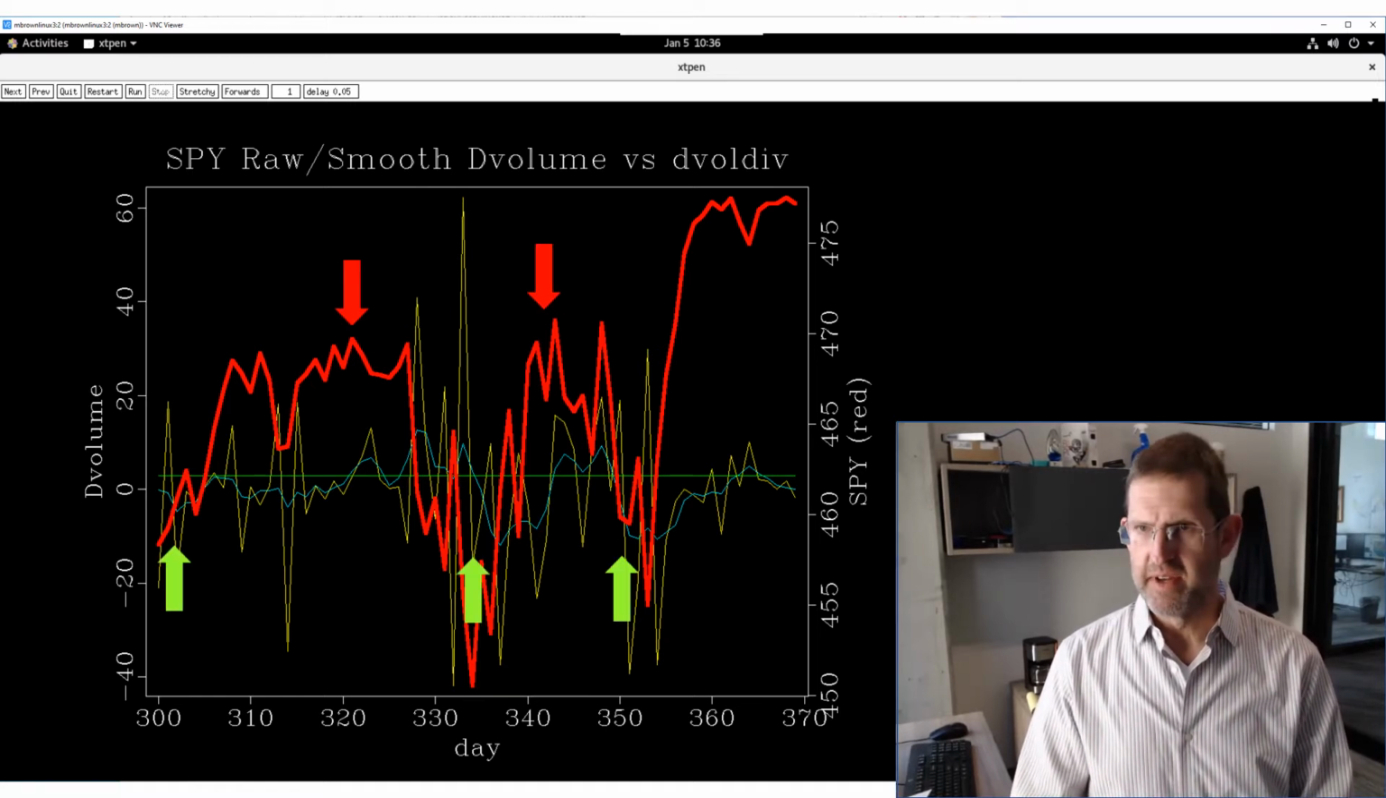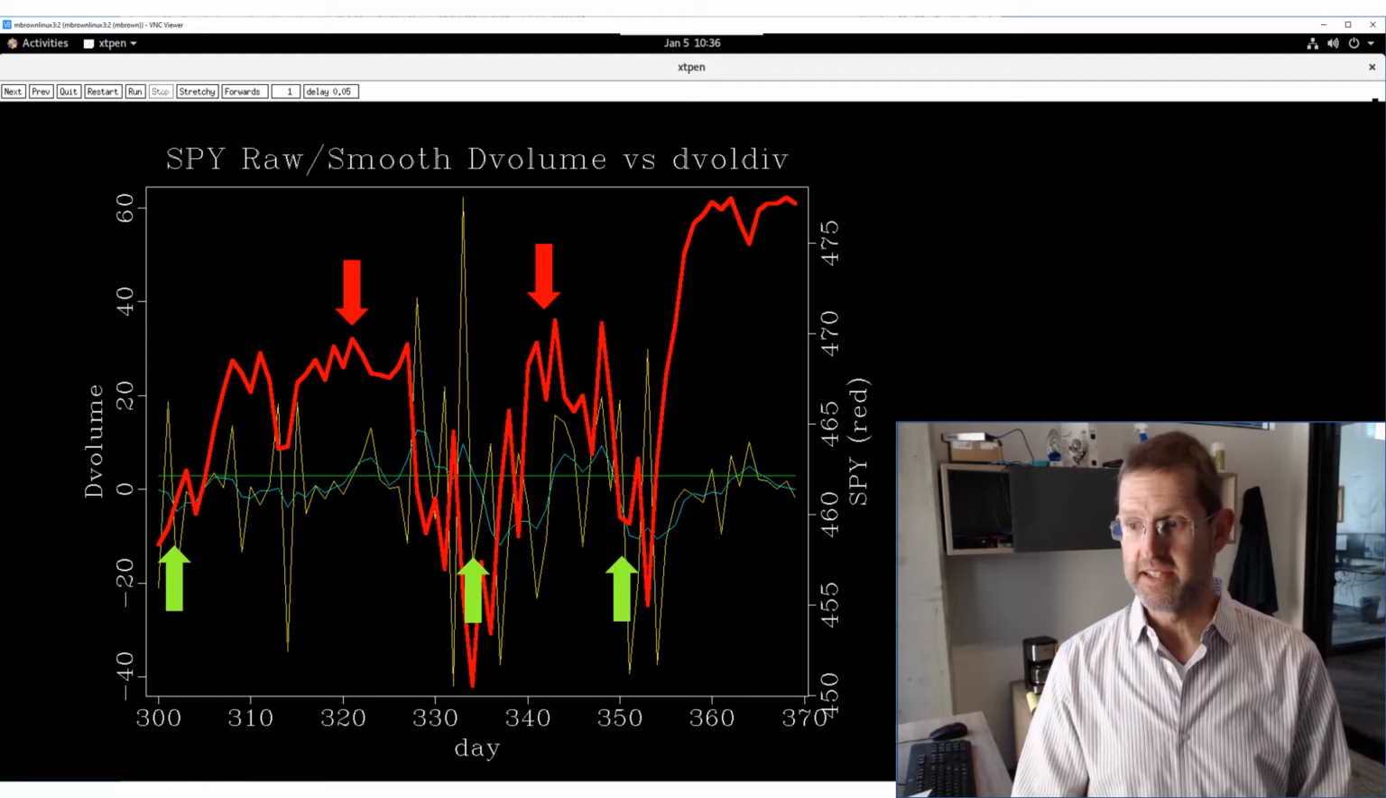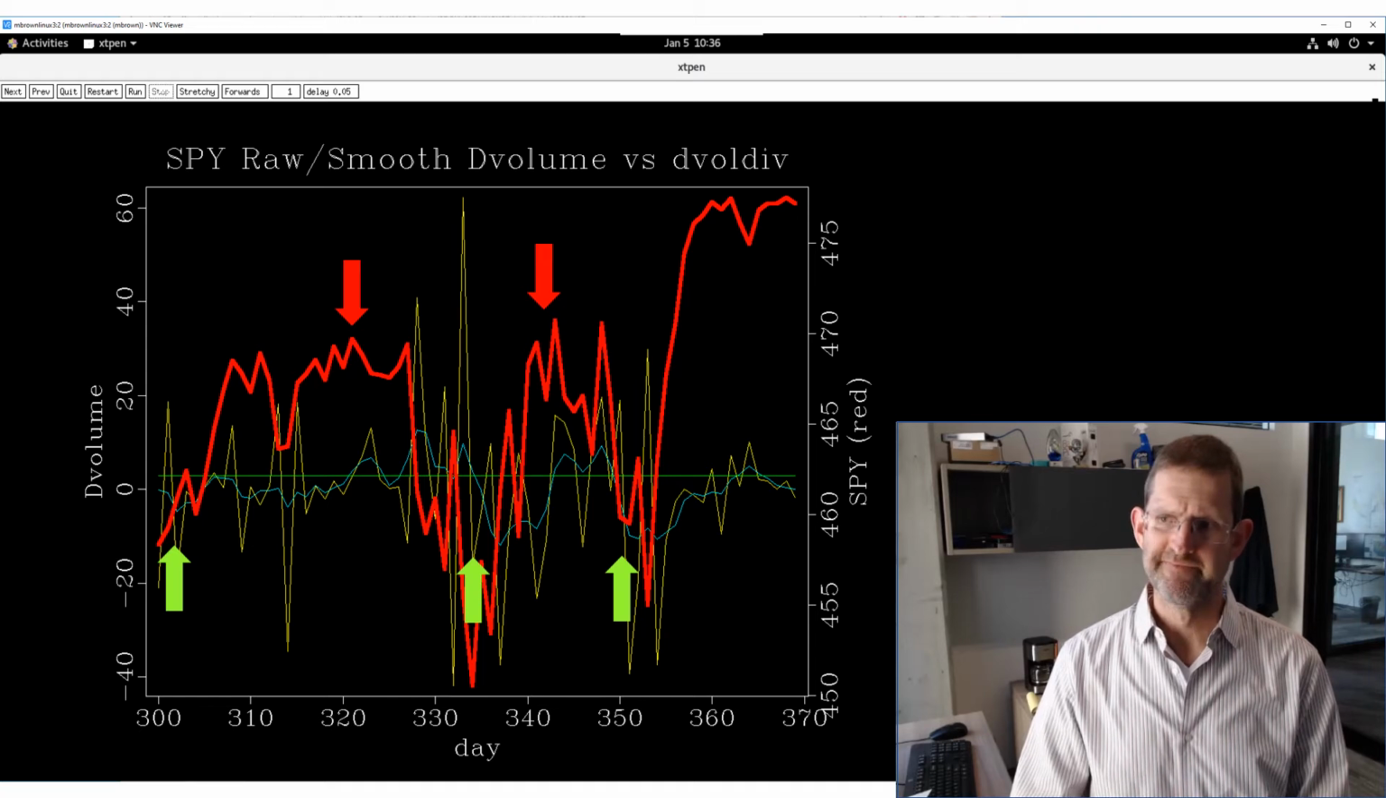So the plot is pretty busy. Here I'll put some arrows marking where you get a signal from the D-volume attribute. The green arrows mean bullish, the red arrows mean bearish.